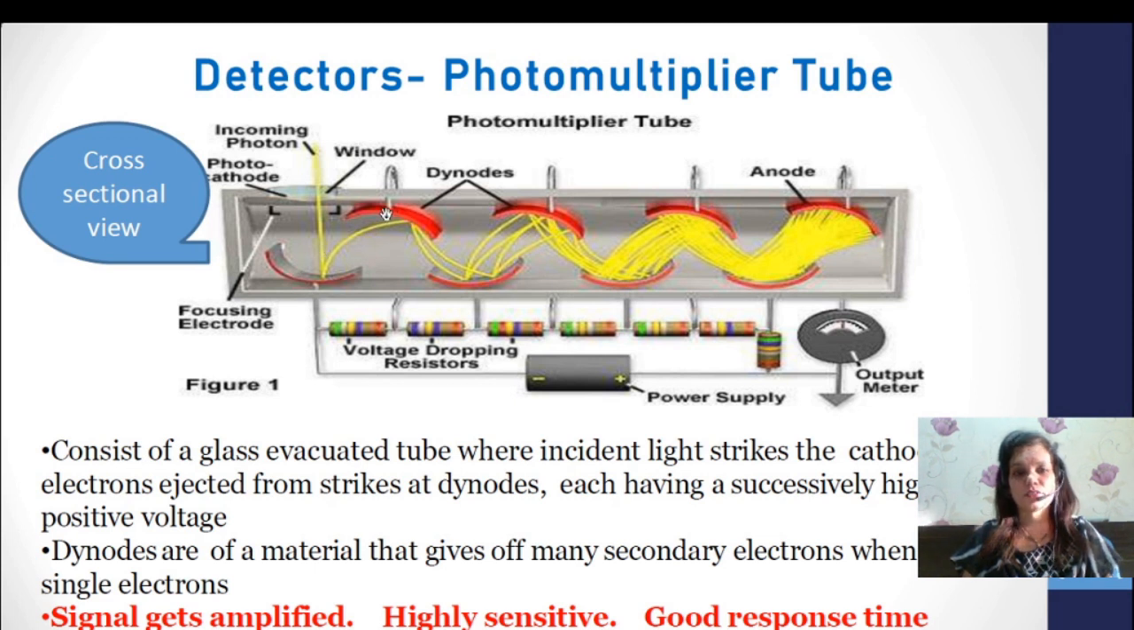The ejected electron, when it strikes a diode, as they are arranged alternatively with increasing voltage, the signal gets multiplied by ejecting more electrons. When one electron strikes, it ejects 2 to 4, 4 to 8, 8 to 16, 16 to 32. In that way, the signal gets amplified. So if you want to detect a smaller signal, you are able to detect it by this, because the signal gets amplified. It is highly sensitive and gives a very good response time. This is generally utilized as a detector in the spectrophotometer, whereas a photovoltaic cell or phototube you can utilize in a colorimeter.